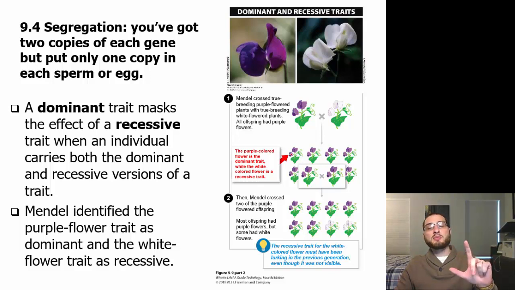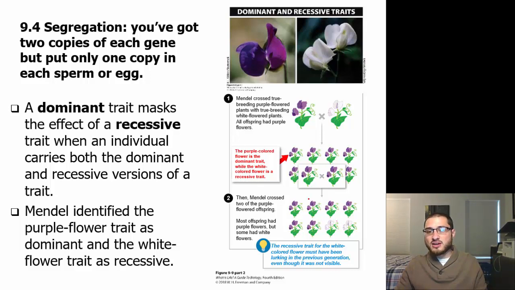So we know that if you mix a purple with a purple, it always makes purple. If you mix a white with a white, it always makes white. But if you mix a purple with a white, it's always going to make purple. But he said that if he then were to cross a new purple that came from this purple-white mix with another purple that came from this purple-white mix, you ended up with some of them coming out white.